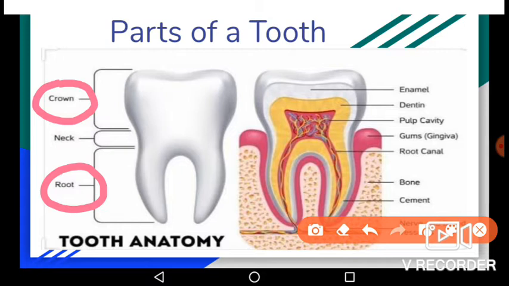The white part on the outside of a tooth is called enamel. It is the hardest substance in the human body. Below the enamel lies the hard dentine. Inside the dentine lies the pulp.